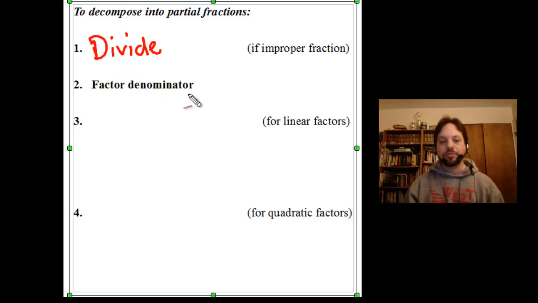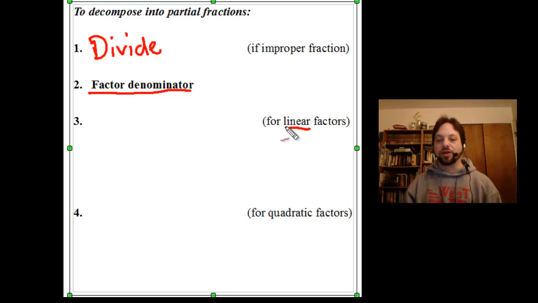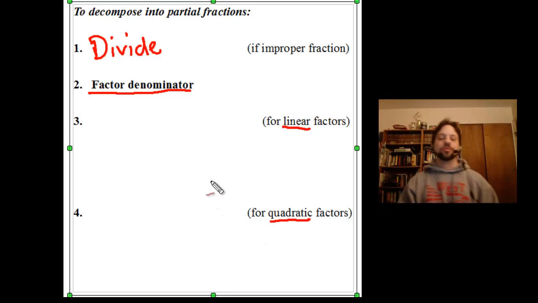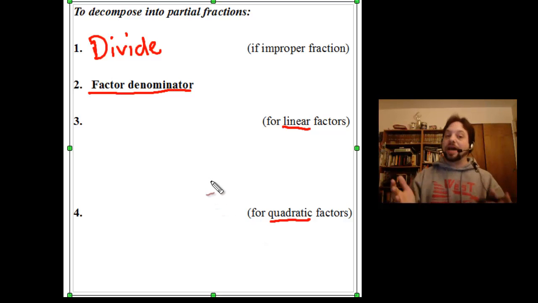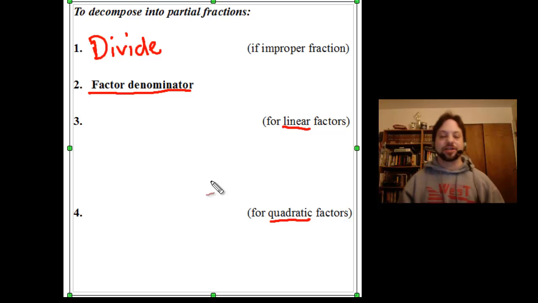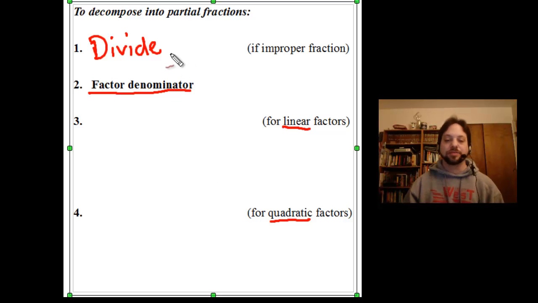Whether you divide or not, you will have a denominator that hopefully you'll be able to factor in the second step. And in this class, it will always factor into a series of linear or quadratic factors. It'll only be one of those two. Now, of course, it could be a lot of linear or a lot of quadratic factors. In fact, they could even repeat sometimes. But they will always only be linear or quadratic.